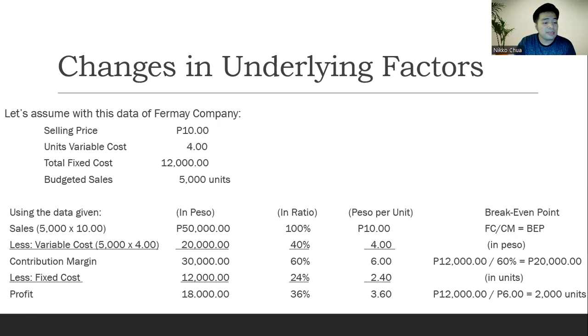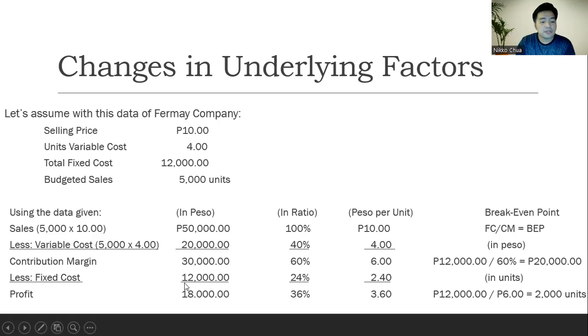To get the total sales, we will multiply the 5,000 units with the selling price, that is 10 peso. We will have 50,000 peso. Then subtract the variable cost, that is 5,000 budgeted sales times the 4 peso variable cost per unit, that is 20,000 peso. So if we subtract, we will have 30,000 peso. In ratio, it is 100%, minus the 40% variable cost, we will have 60% for the contribution margin, that is 30,000.